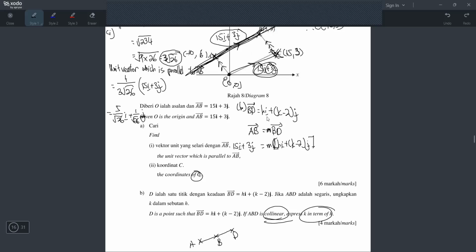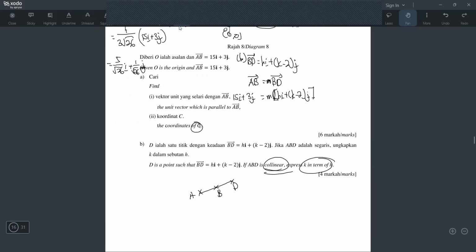So remember, when two vectors are parallel, you can do it like that. Take two vectors equal and then add one unknown. Usually I use K, but this question has K already, that's why I use M. Okay, now what you do is you just expand.